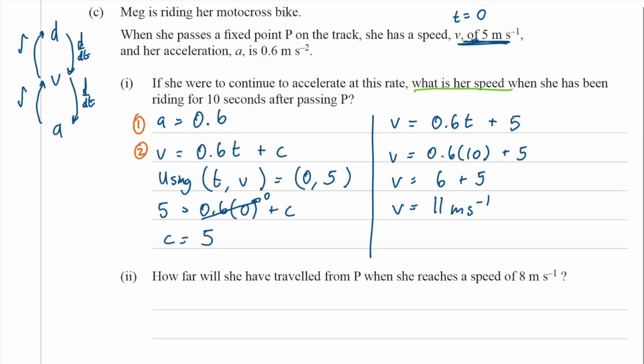We anti-differentiated it to get the velocity, or the speed equation. So at this point, that would be achieved. We then solved for c, and then also substituted in 10 seconds to find the final velocity, which would be merit.